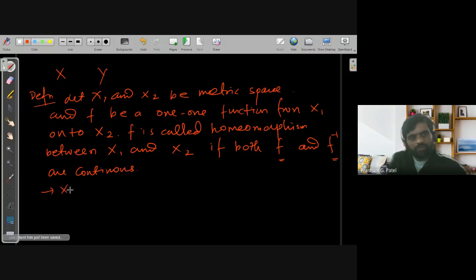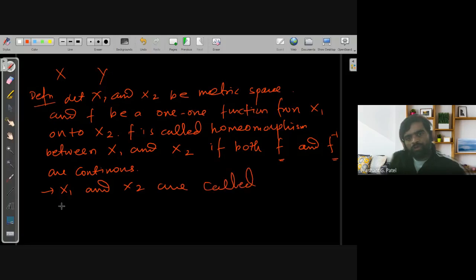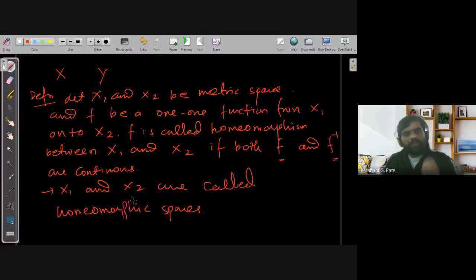And these X1 and X2 are called homeomorphic spaces. So if I want to say that X1 and X2 are homeomorphic, then there will be some homeomorphism between X1 and X2. So this is the definition of homeomorphism or homeomorphic spaces.